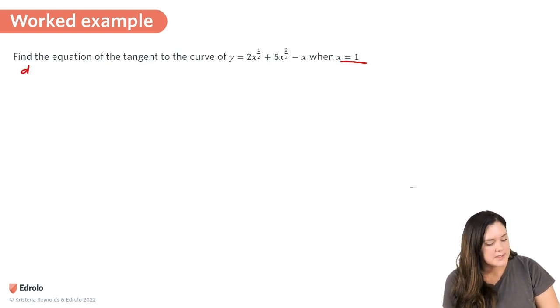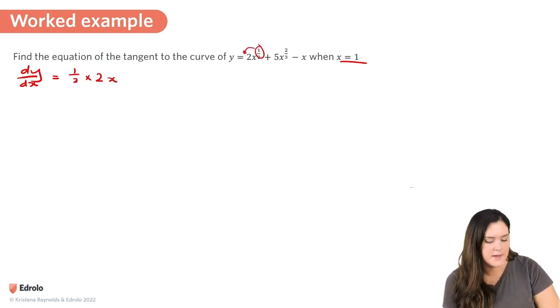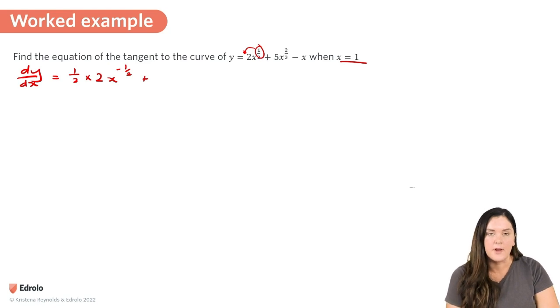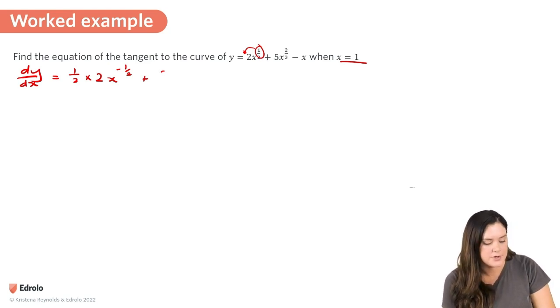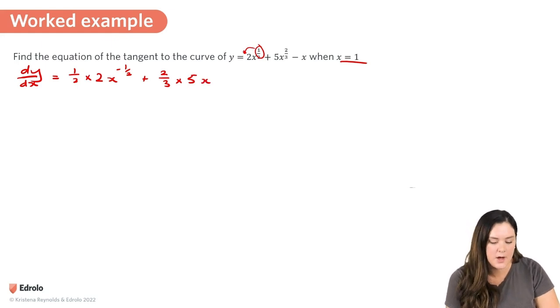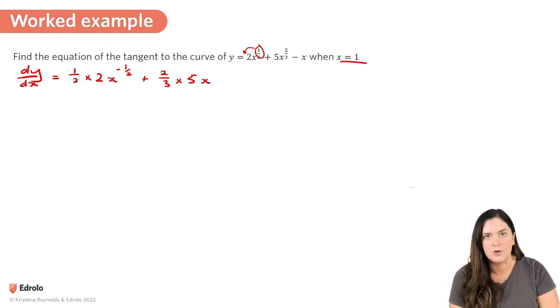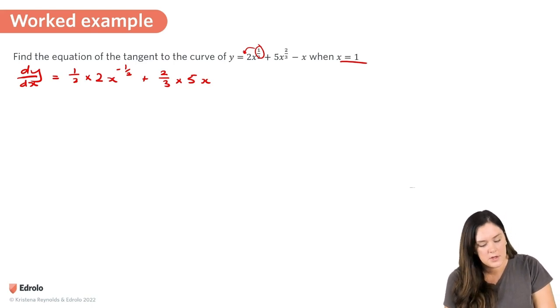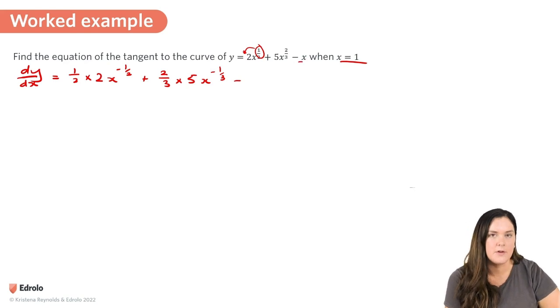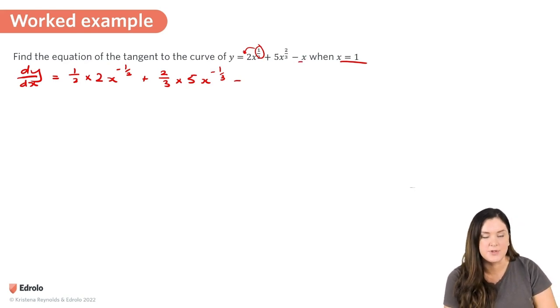So we write dy/dx equals, we bring this half to the front. So we've got a half times 2x, and then take away 1 from that power. So a half take away 1 is a negative half. And for our next term, we bring this 2/3 to the front. So 2/3 times 5x, and then take away 1 from that power. So we've got 2/3 take away 1, or 2/3 take away 3/3, which gives us negative third. And our last term, the gradient there of the negative x is just going to be negative 1.